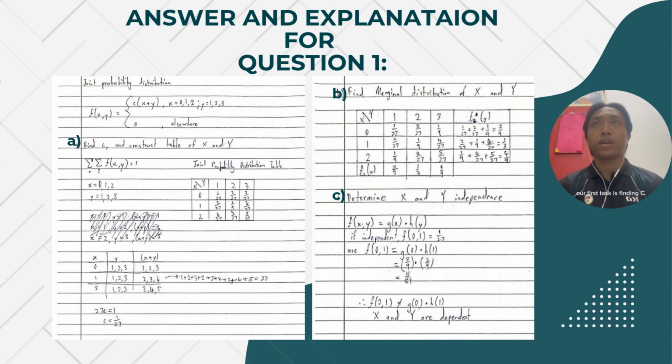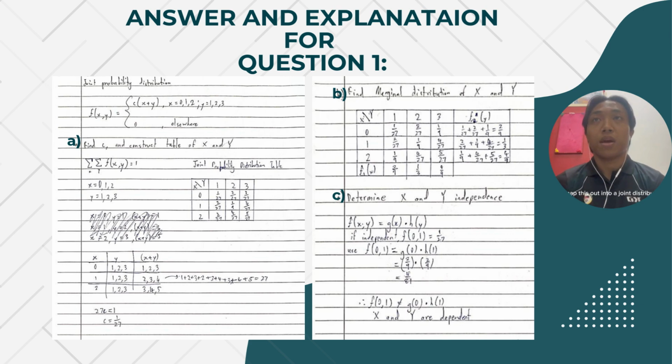We're diving into a discrete joint probability problem. Our first task is finding C, since the sum of all probabilities in the distribution must equal 1. We sum X plus Y for every possible pair. The total sum of these terms is 27. So 27C equals 1, making C equal to 1 over 27.